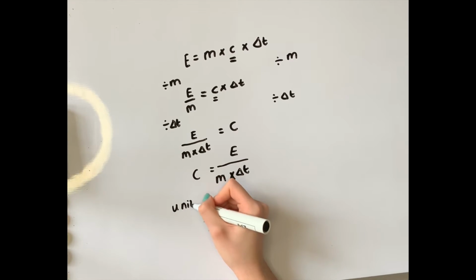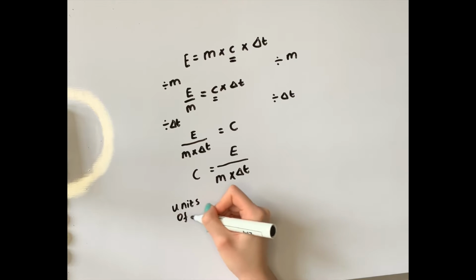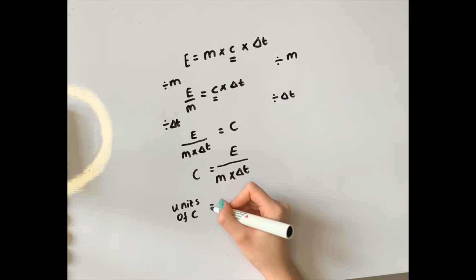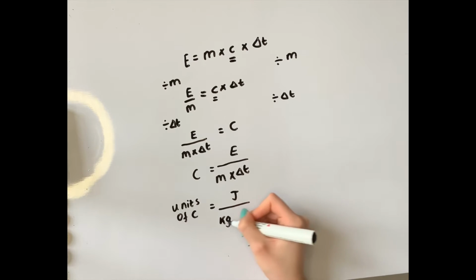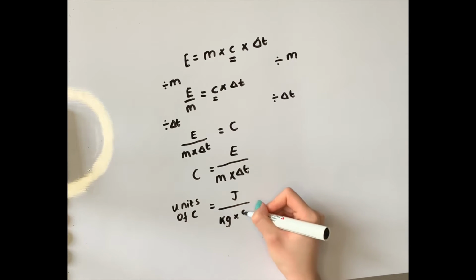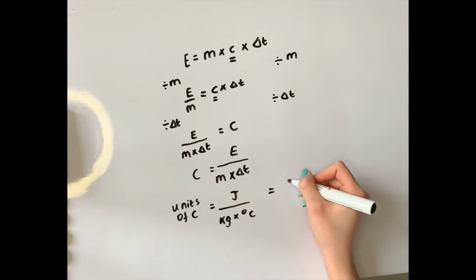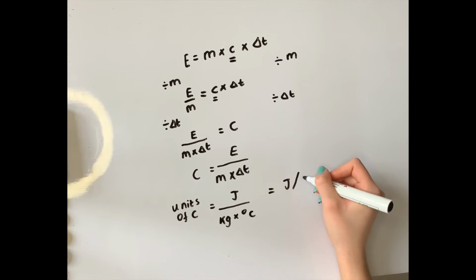So units of C are equal to, well, E is measured in joules, mass is measured in kilograms, and change in temperature is measured in degrees Celsius. So therefore the units of C are joules per kilogram per Celsius.